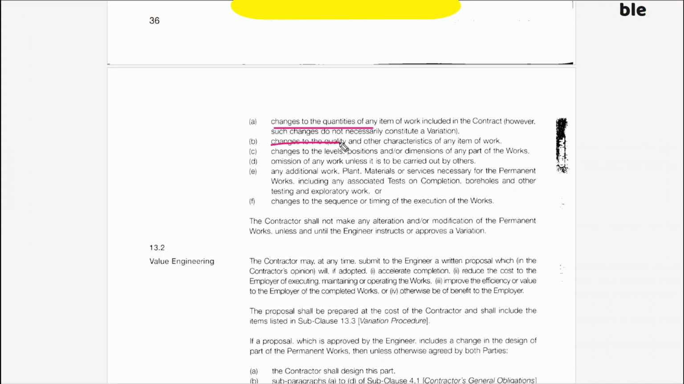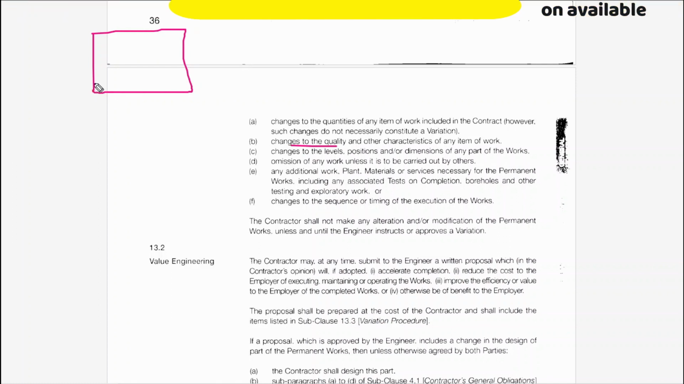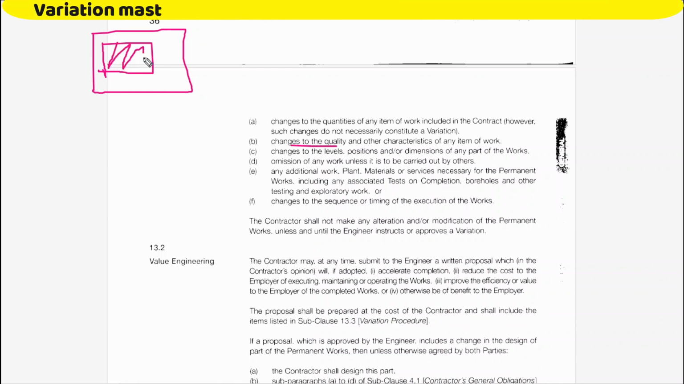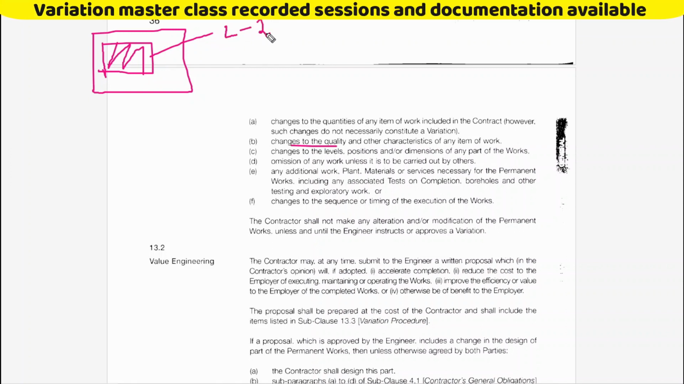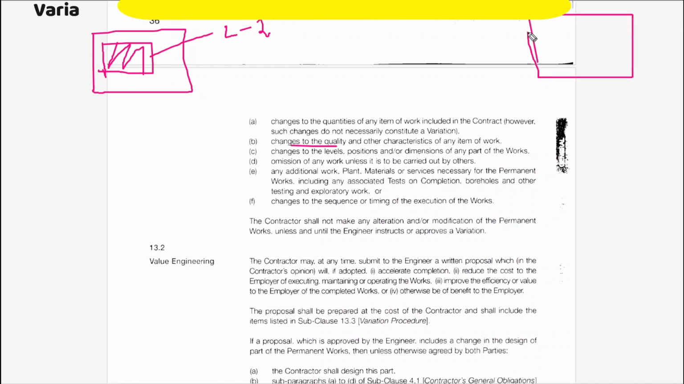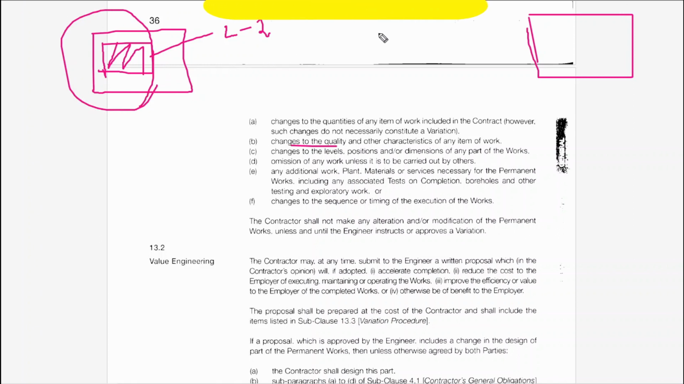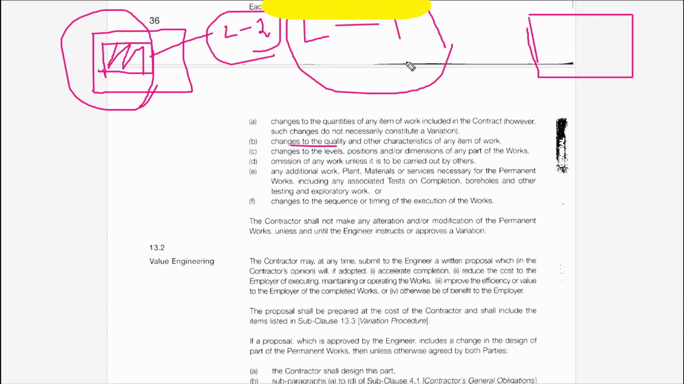The second one, you can see here, is changes to the quality. For example, at tender time, the specification in the tender documentation said we have to use this type of marble or tile for the flooring. This quality is like level 2. But at contract time, the consultant or engineer initiates the variation: Mr. Contractor, you can't use this type of marble, you have to use the L1 type. This is high quality compared with L2. So you have to use this L1 quality tiles or marble for the flooring.